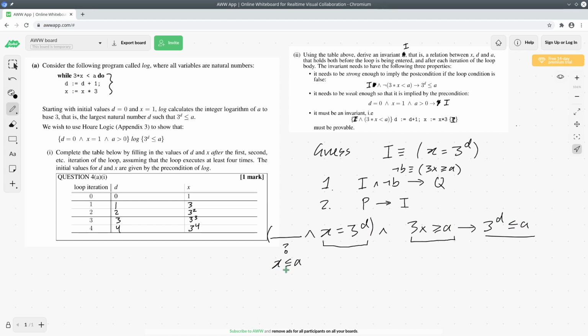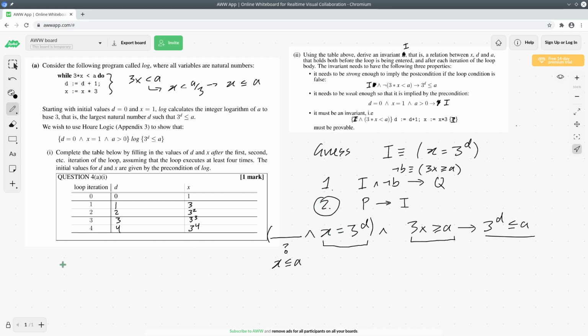So first off, is this even an invariant? Well, we know that the code only runs if 3x is less than a. If 3x is less than a, then that tells me x is less than a over 3. And if x is less than a over 3, then surely that implies x is less than or equal to a. So it looks like certainly it's strong enough to get what I want, but potentially it could be too strong. So we better check rule 2 as well.